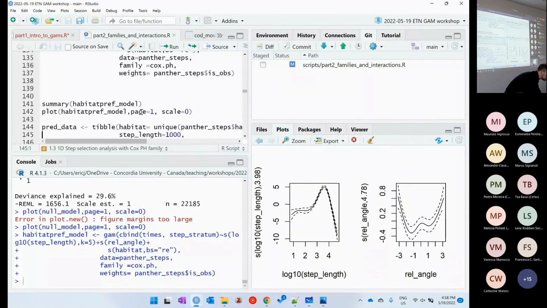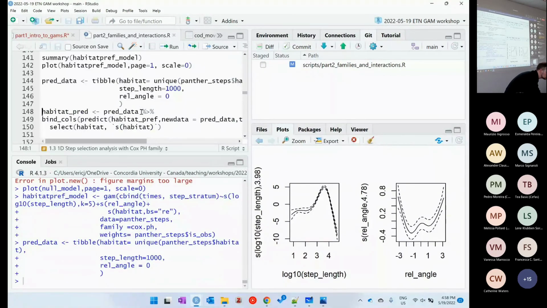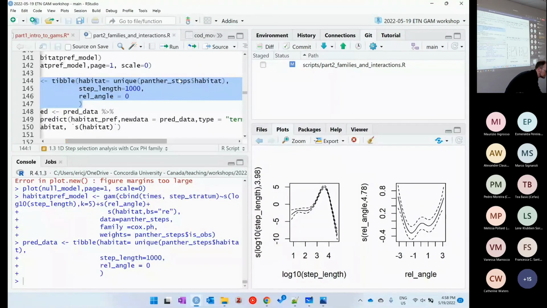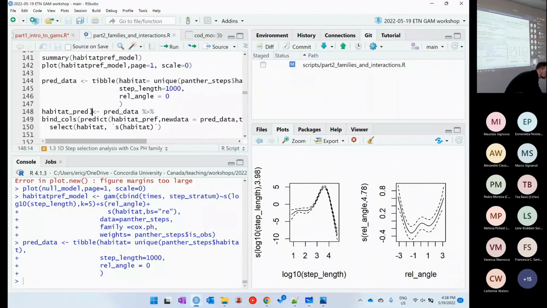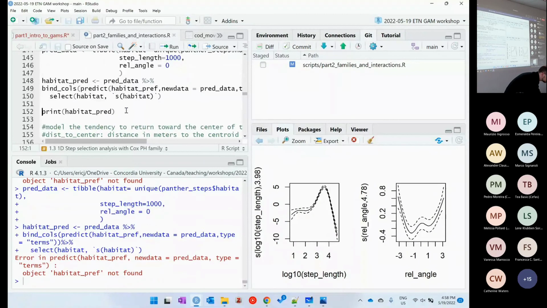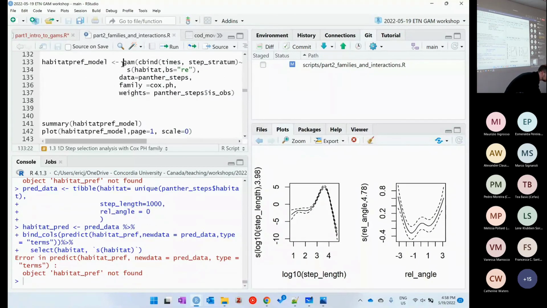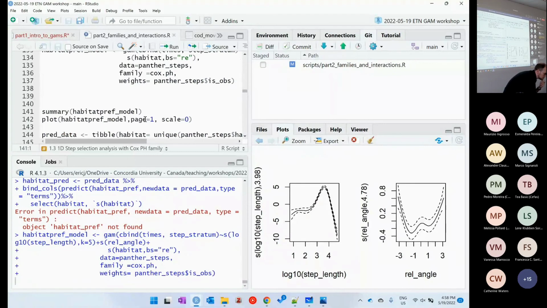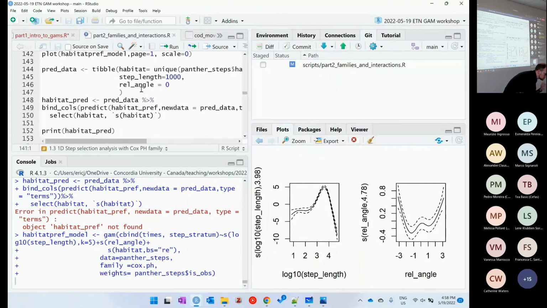The summary and the plots aren't actually that informative, but what I can do is create predictions from it. So I can create data that looks at different possible habitats, set the step length to fixed, then use the predict function here. Let me just run this. So I didn't actually run the habitat preference model, but it would help. I can look at the predictions from it to see if a given habitat type is preferred or not relative to others. So we try and say, okay, is dry forest preferred to wet forest or whatever?